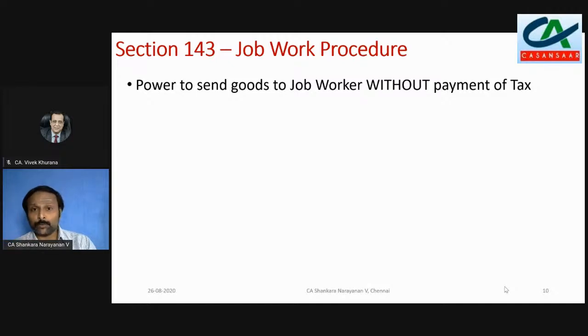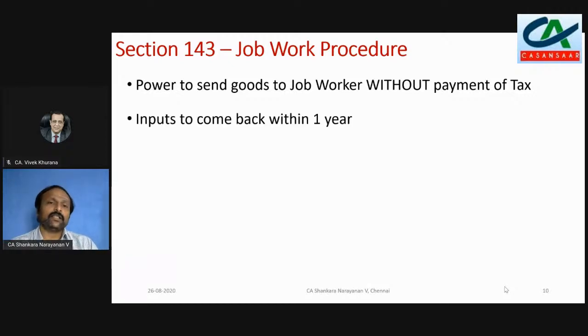It is not completely extinguished. It is only put on hold by section 143, which tells that these goods can travel to the job worker provided you satisfy the other conditions which are mentioned under section 143. So conditionally it is put on hold. There is no supply. It is not treated as a supply. It is only the goods going to the job worker.